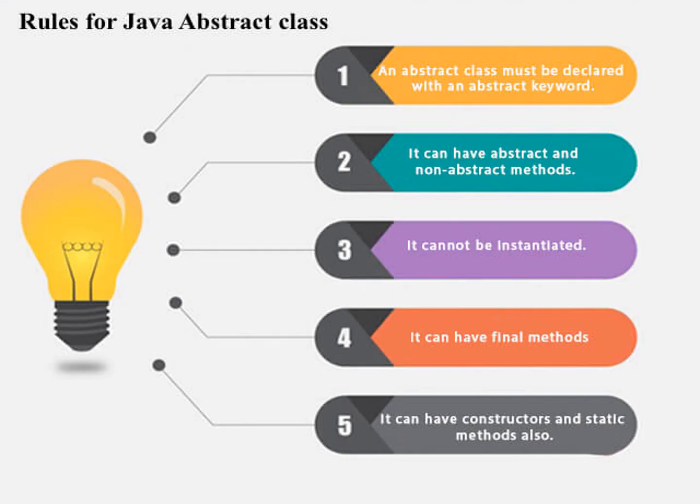These are the rules which we defined in the previous slide. So here we are going to repeat them. An abstract class must be declared with the abstract keyword. It can have abstract or non-abstract methods. It cannot be instantiated. It can have a final method. It can have a constructor and static method also.